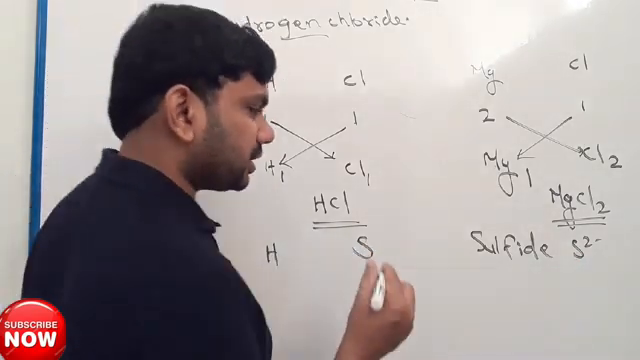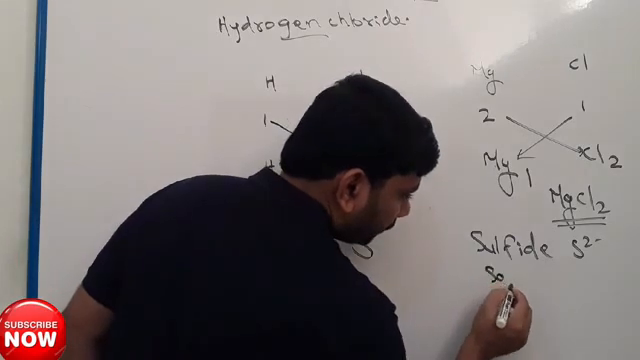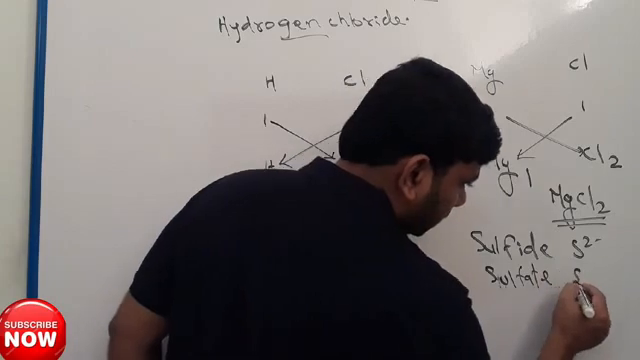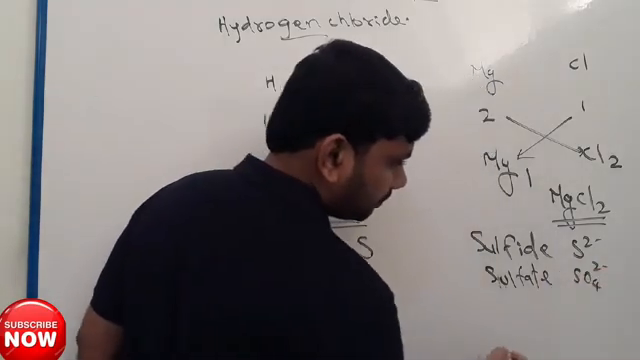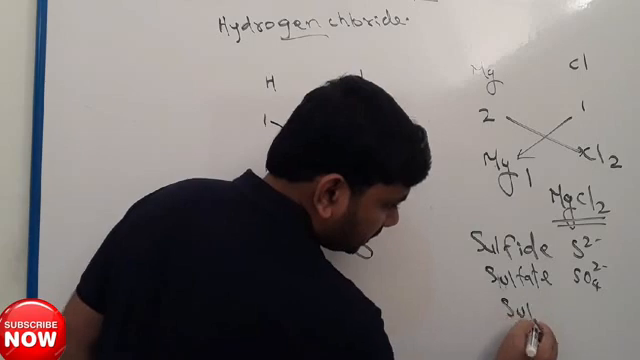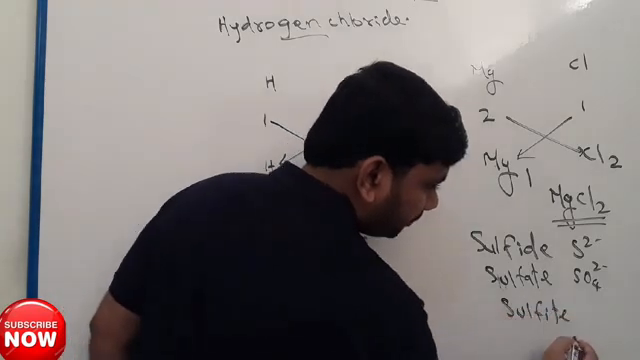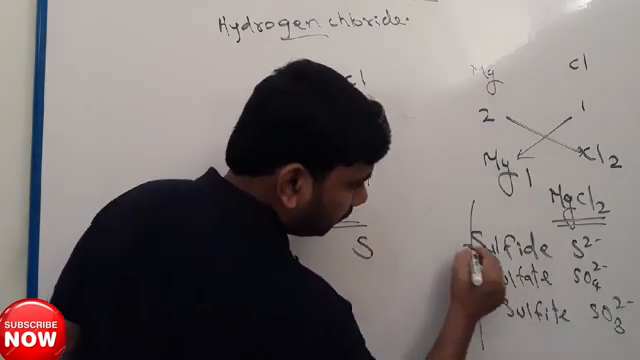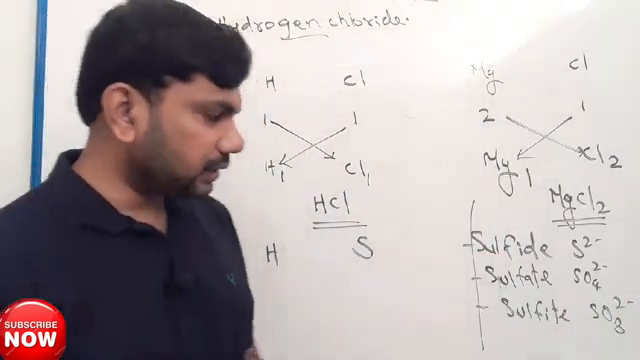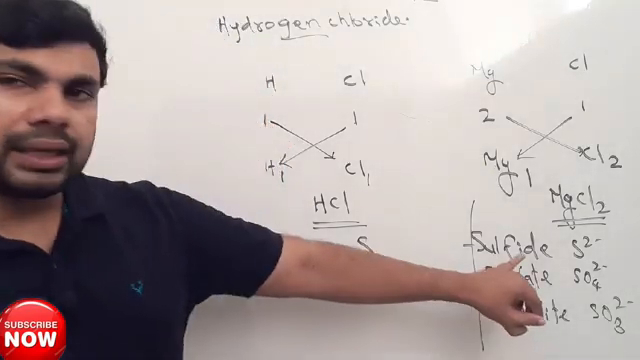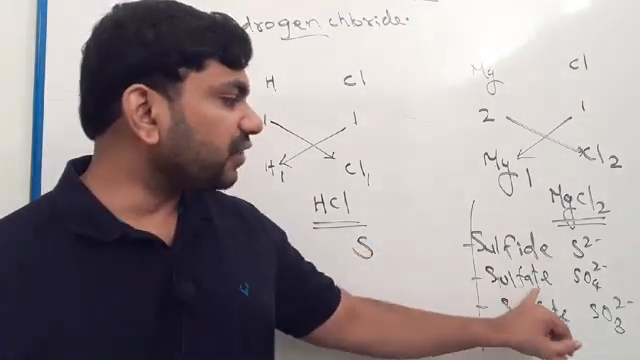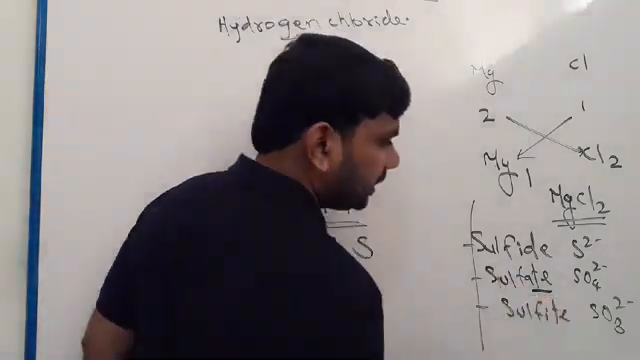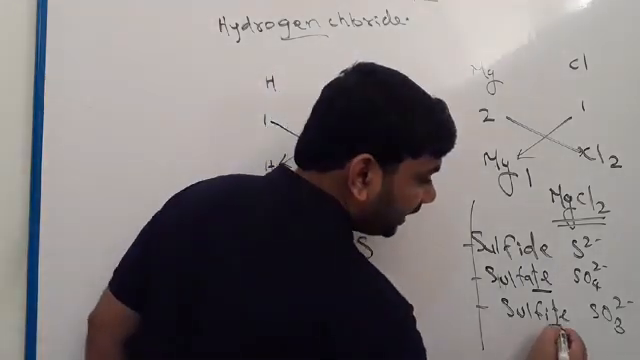But sulfate, look here, sulfate means SO4 2 minus. Sulfite, ITE, SO3 2 minus. So remember these three different things. Sulfide means S 2 minus. Sulfate, here ATE, the difference coming here. Sulfate ATE. Sulfite ITE.